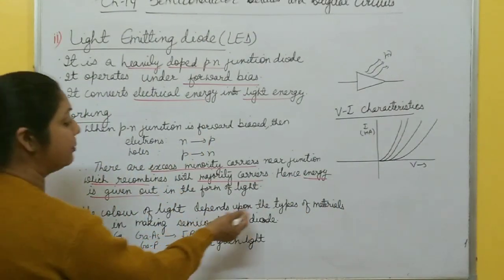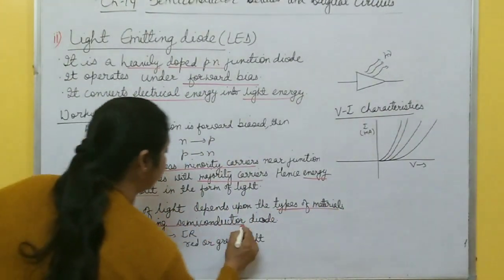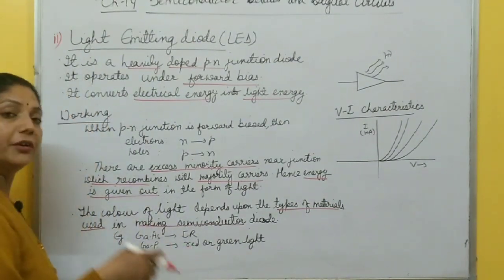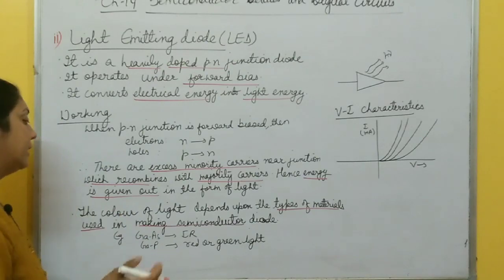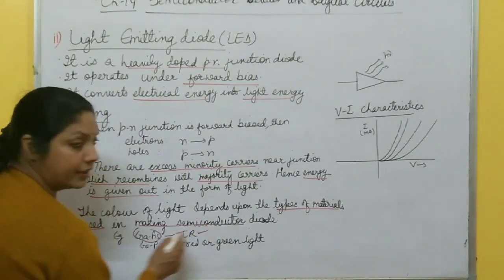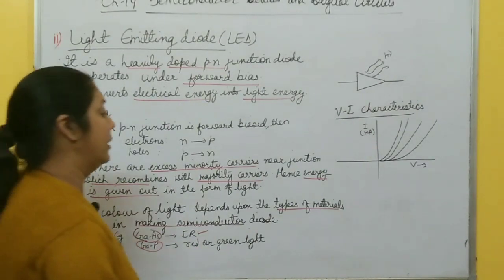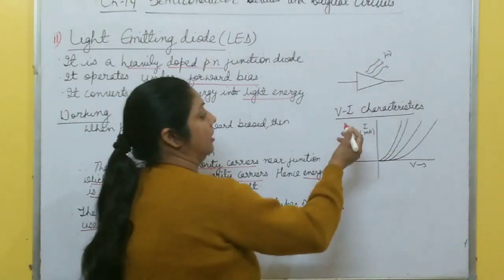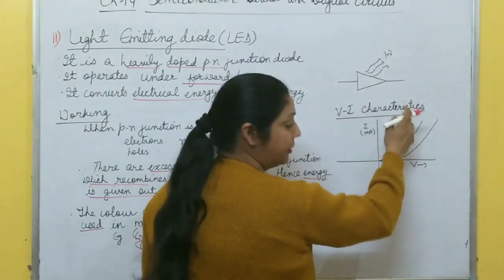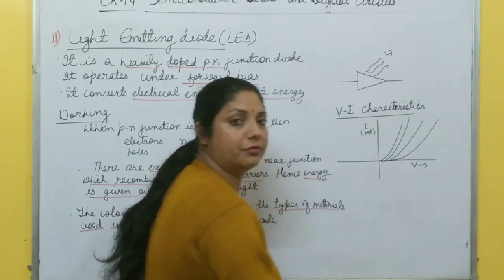The color of light depends upon the type of material used in making the semiconductor. According to which material is used to make the semiconductor, lights of different colors are emitted. For example, gallium arsenide emits infrared radiation. Gallium phosphide emits red or green colored light. And the VI characteristics of this light emitting diode are under forward bias. So these are the graphs for different colors of light, right?